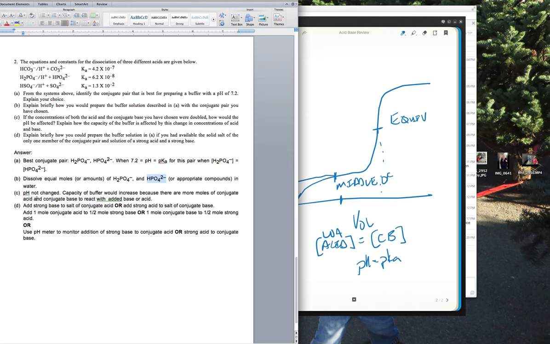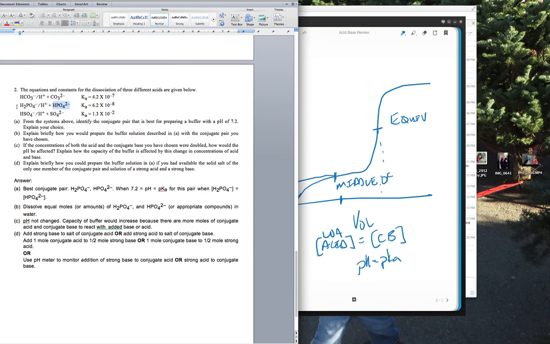So if you have the available solid salt of only one member of the conjugate pair, and it's the H2PO4 minus, you would combine it with a strong base because it would pull off these H's and create more of the HPO42 minus. And that's what you want more of, because you want to increase it.